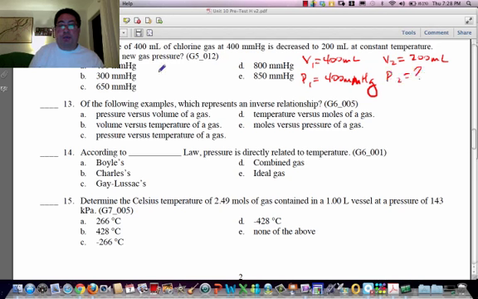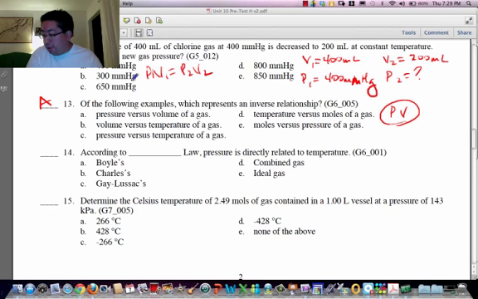With this one, remember it's P1 V1 equals P2 V2. So we just have to plug in our numbers and solve. For 13, which one is an inverse relationship? Remember, P and V is the only inverse relationship, so this one would be A. And for 12, if you work that one out, I think it was D.